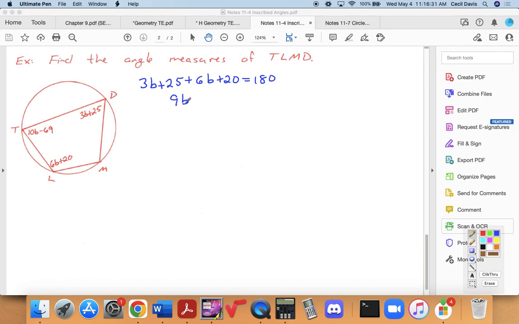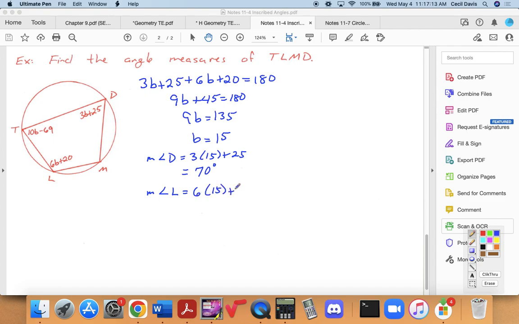Group the like terms, and we've got 9B plus 45 is 180. Subtract, and we have 9B is 135. Divide, and we have that B is equal to 15. So now we can find the measure of angle D. It will be 3 times 15 plus 25. Let's see, that's 45 plus 25 is 70. The measure of angle L will be 6 times 15 plus 20.